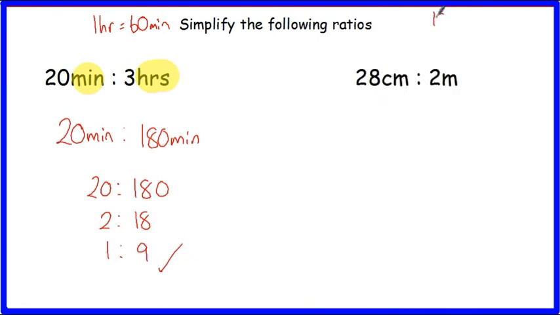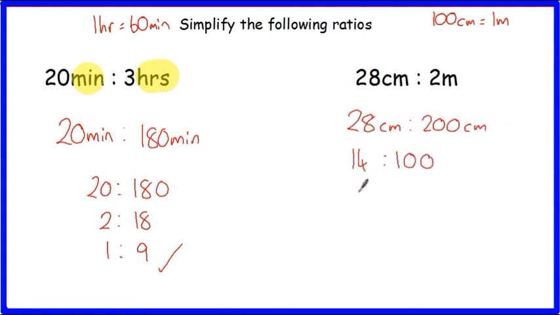Meters, so I need to know there's 100 centimeters in a meter. That's going to be 28 centimeters to 200 centimeters. You wouldn't put in the units of 14 to 100, 7 to 50. 7's prime, so it can't go any further. So that's what to do when you've got different units.